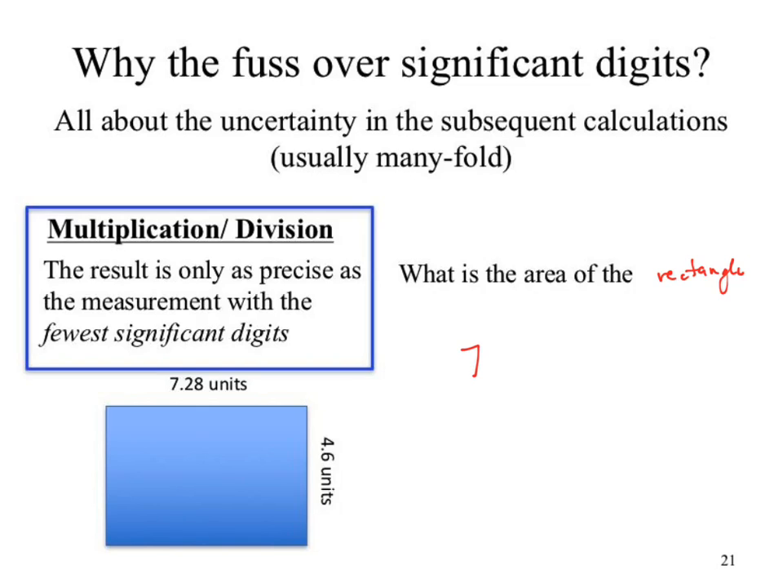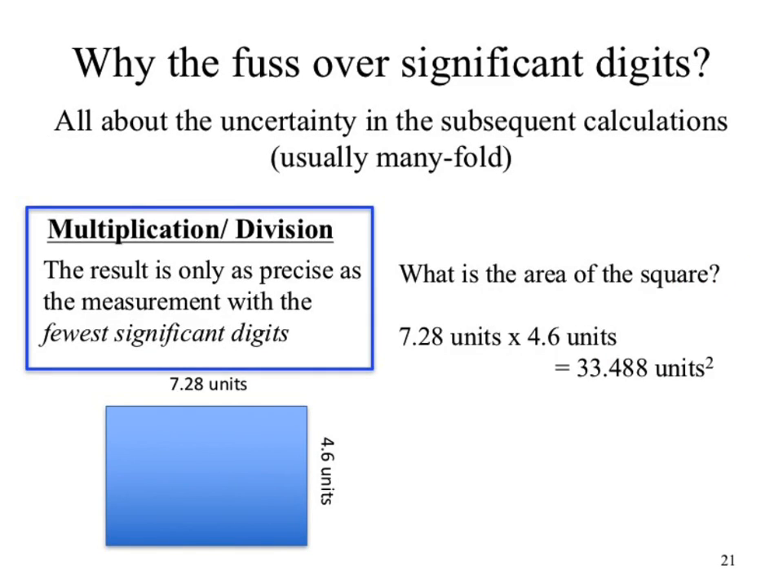Okay, so our area was 7.28, whatever our units are, times 4.6 units. Okay. I didn't cheat this time. I actually don't know what that answer is, so I'll just advance. 33.488 units squared is the answer our calculator spits out. What answer do we have to report? Okay. I heard 33.4, which would be great if this was an addition-subtraction calculation. Is it? No.